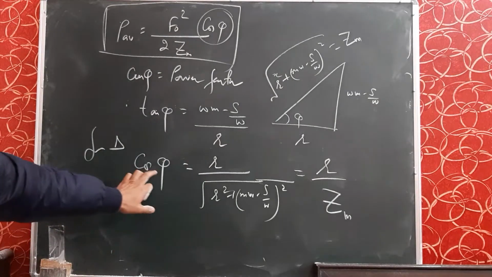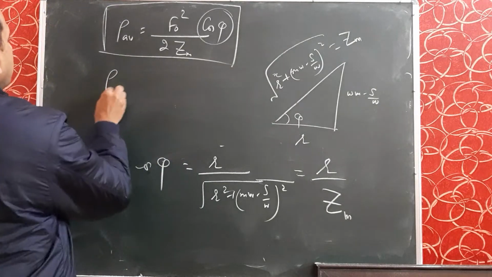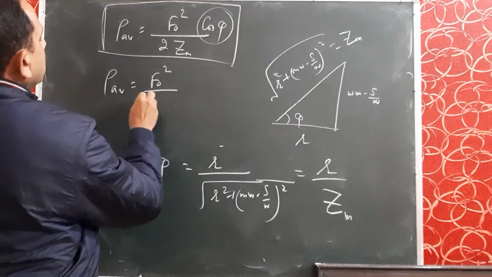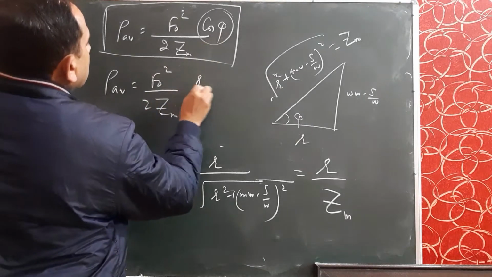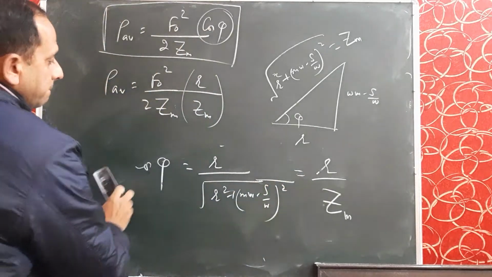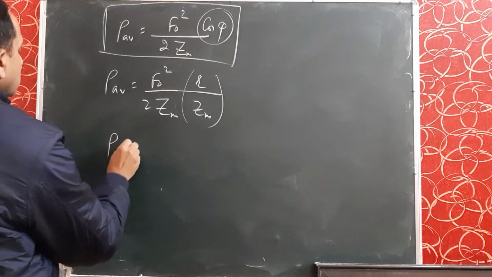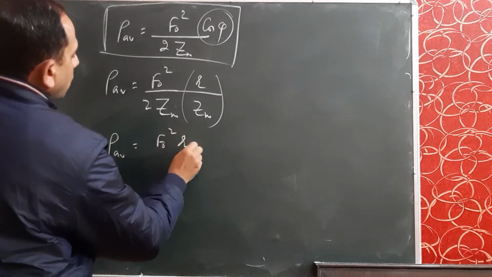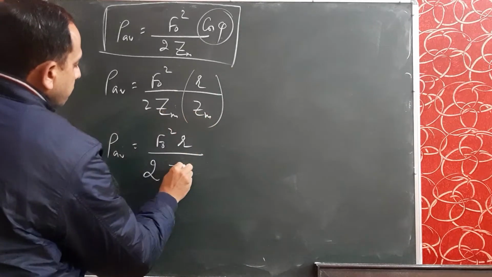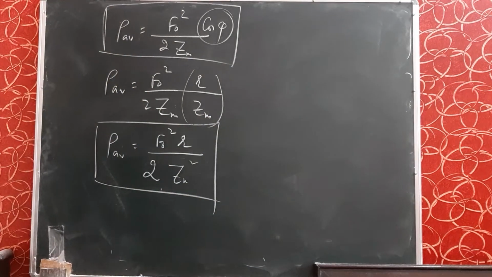So on putting the value of cos phi as r by Zm, here we will get average power is f naught square upon 2 Zm into r over Zm. Okay. Cos phi is r upon Zm. Now this power is written as f naught square into r over 2 Zm square. So this is the simple form of average power. So this is the formula for average power.